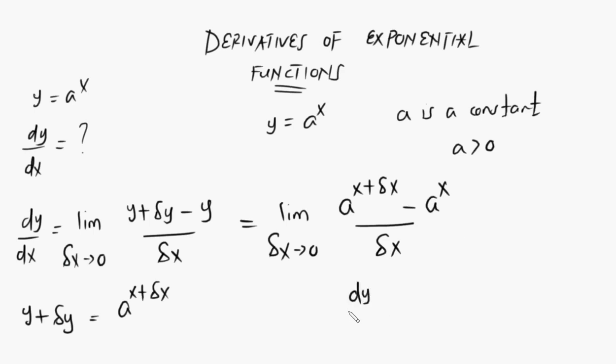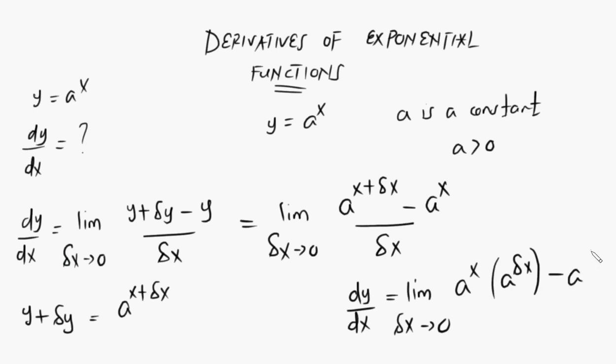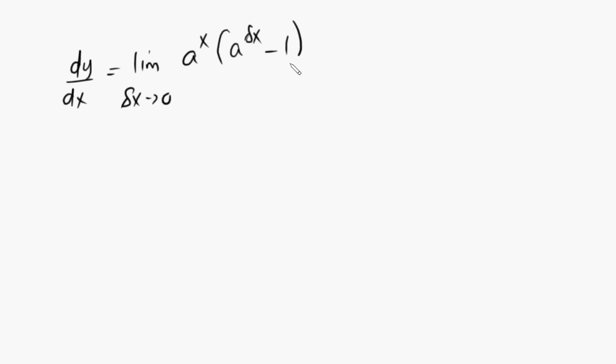So my dy/dx is just going to be equal to the limiting value as delta x approaches 0. We're going to have a power x times a power delta x minus a power x over delta x. So a power x is common, and I can factor it out. So now dy/dx is just going to be equal to the limiting value as delta x approaches 0 of a power x times (a power delta x minus 1) over delta x.